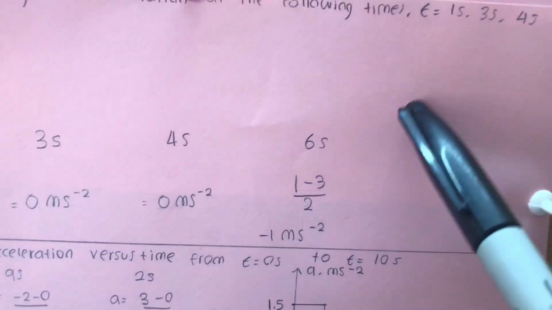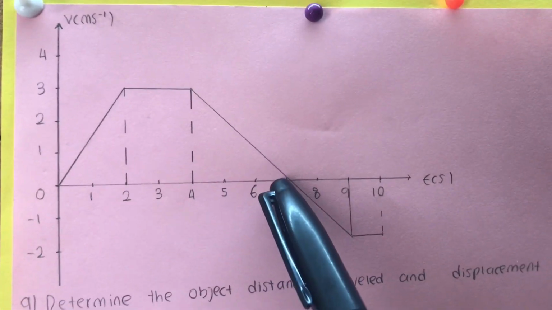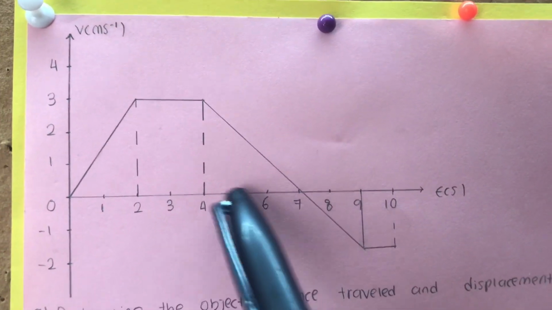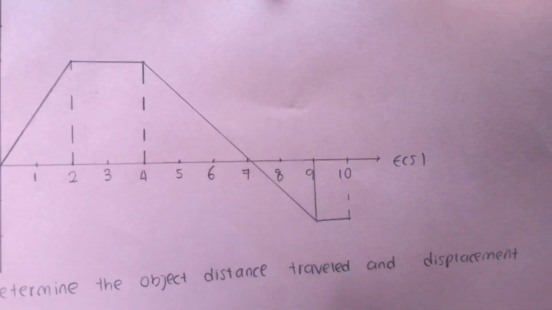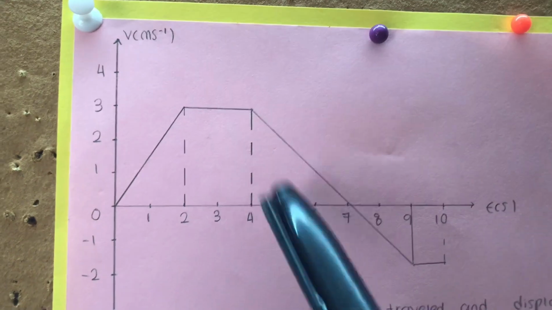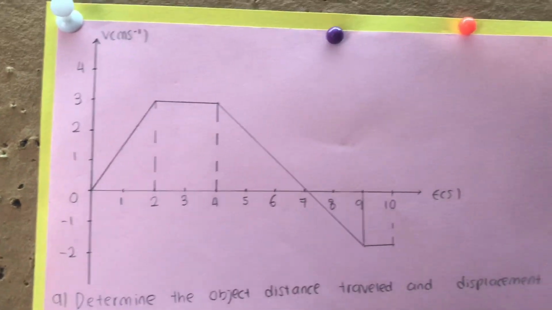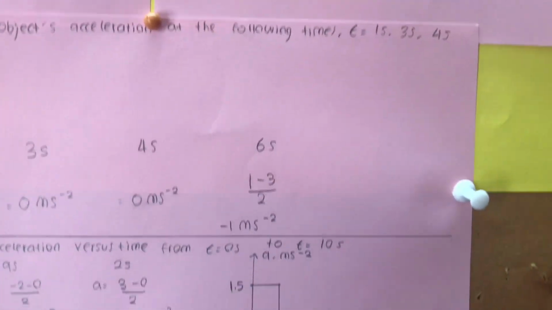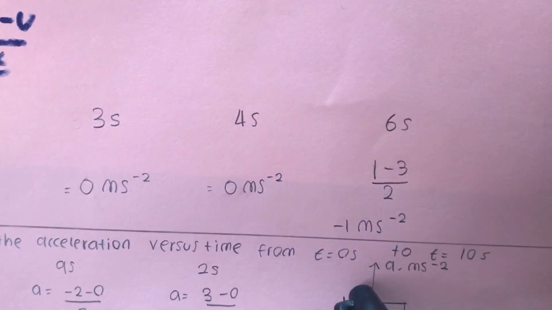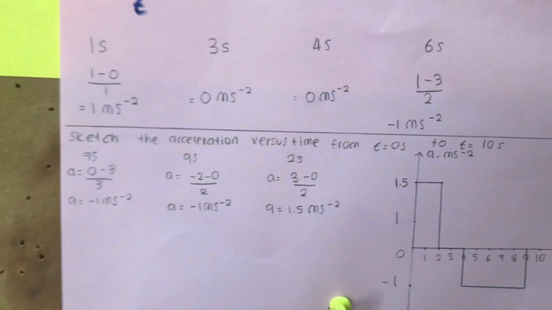Same for the 6 second, the velocity is decreased. So we need to find it: the initial velocity is 3 and the final velocity is 1. So we get the answer (1 minus 3)/2, which is -1 ms to the power of -2.